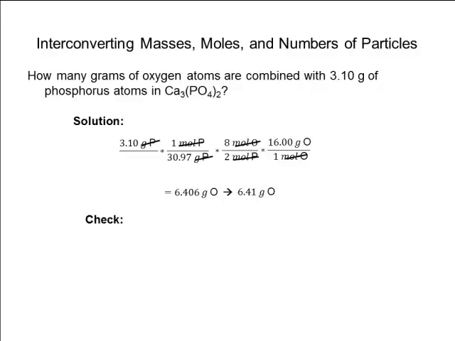Okay? Then once again, does it make sense? Does it seem reasonable? And yeah, it does. We're not ending up with an extremely large amount of oxygen. We started with 3 grams of phosphorus. We ended with 6 grams of oxygen. That seems reasonable. Okay, we could go through and run the calculations again.